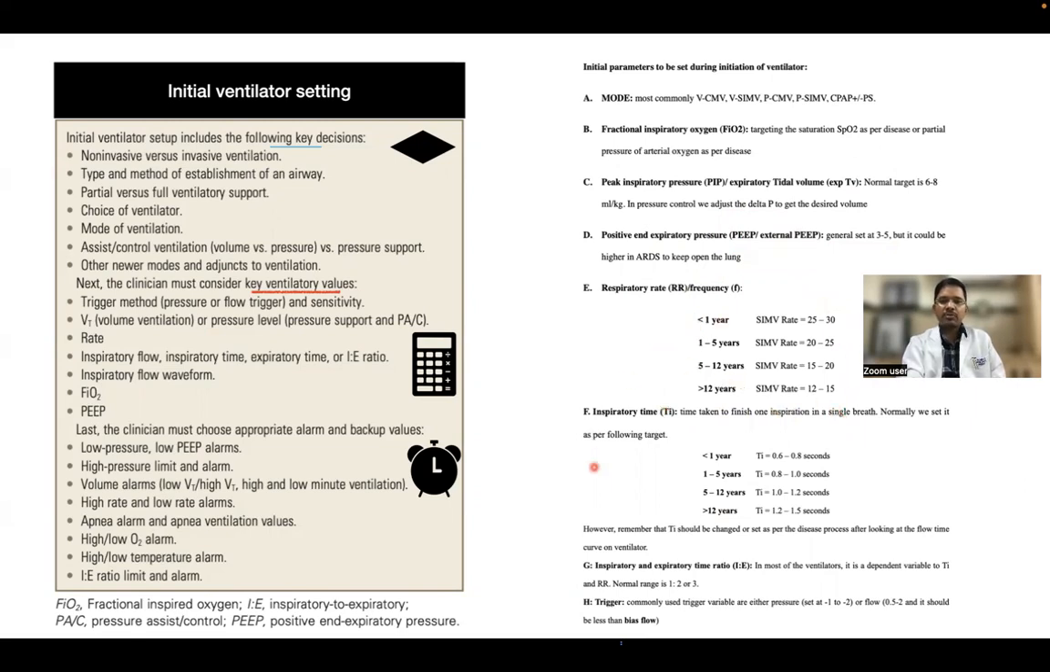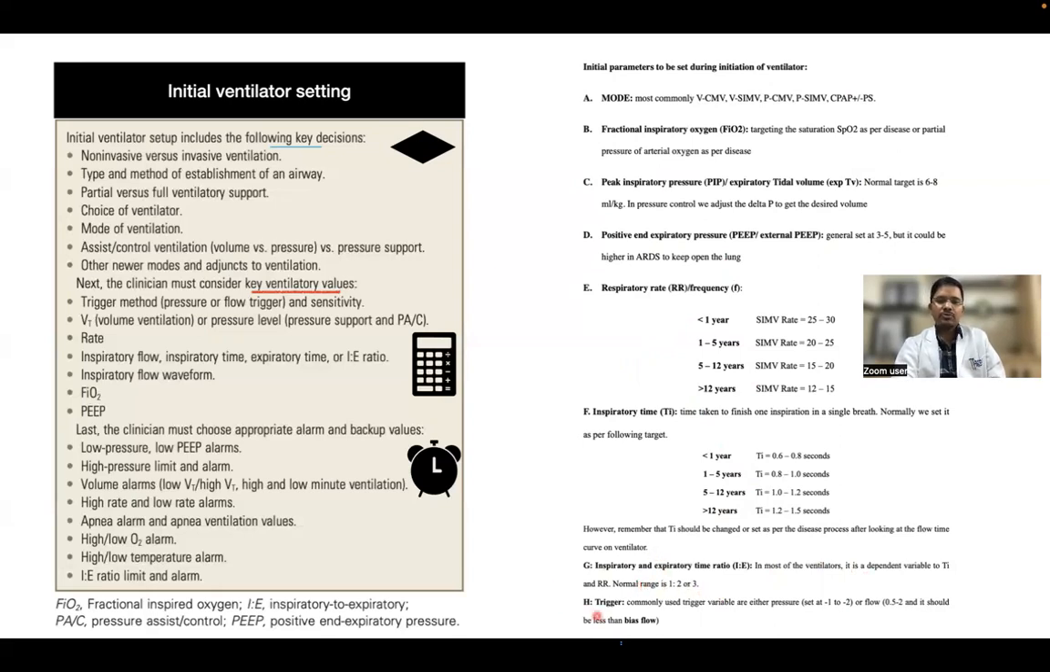At the same time, inspiratory time is also set as per the disease condition. Poor compliant lung, inspiratory time will be less. Good compliant lung, inspiratory time will be more. So we have to finish the inspiration. Whenever we set the inspiratory time, the I:E ratio or inspiratory expiratory ratio will be set automatically. Normally we keep 1:2 or 3.